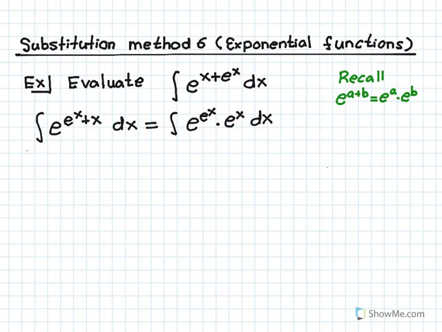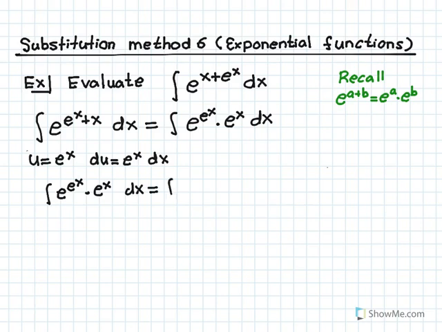All right, let's let u be equal to the exponent, e to the x. du, the derivative, is e to the x dx. So what we get is the integral of e to the e to the x times e to the x dx is equal to the integral of e to the u times e to the x dx. This part is just du, and this part is e to the u.